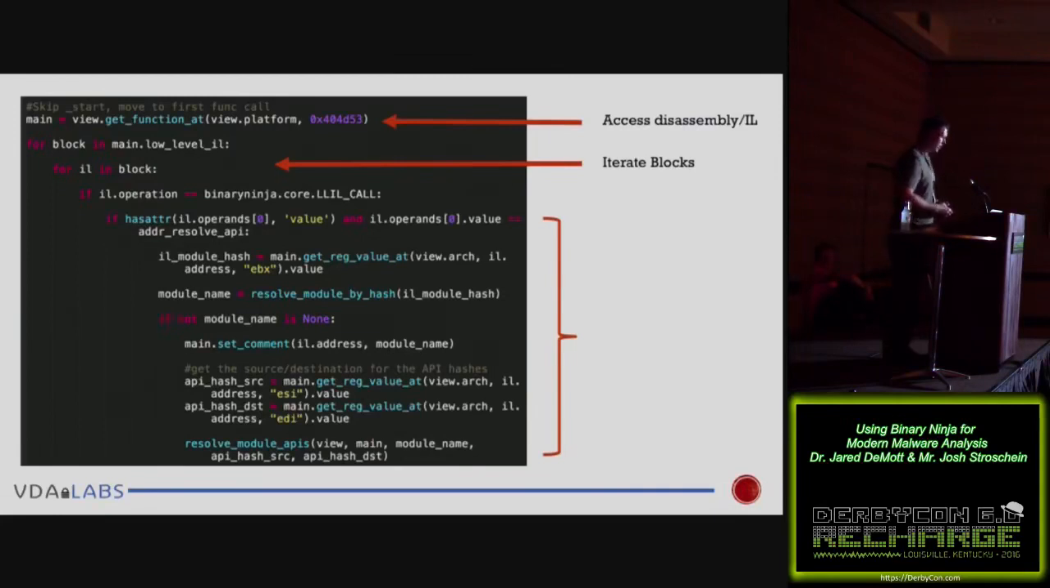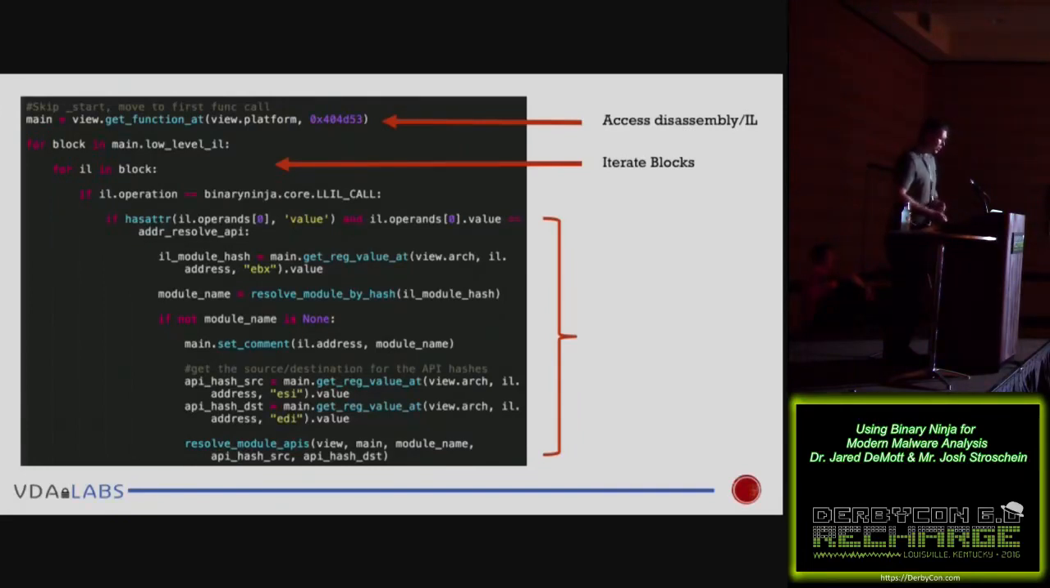Once I found it, the next thing I did was call the resolve module APIs. That was the function responsible for parsing that PE, generating the hash for each export, and then comparing it to the hard-coded hashes in the original sample. As that resolved those, I knew the name, I could update the symbols, and I had better visibility into what the sample was doing.